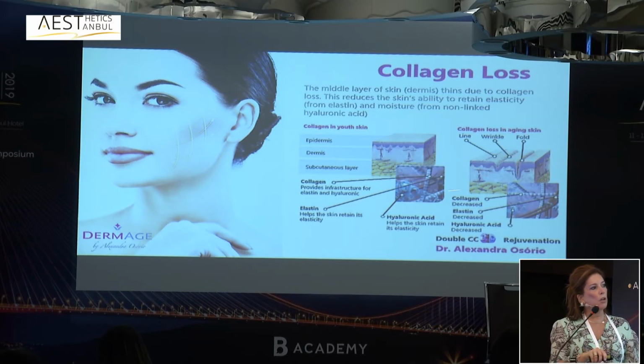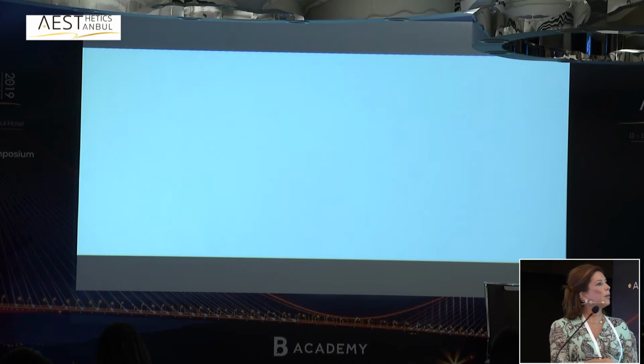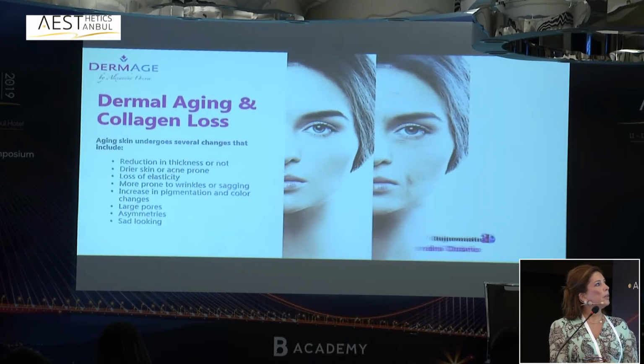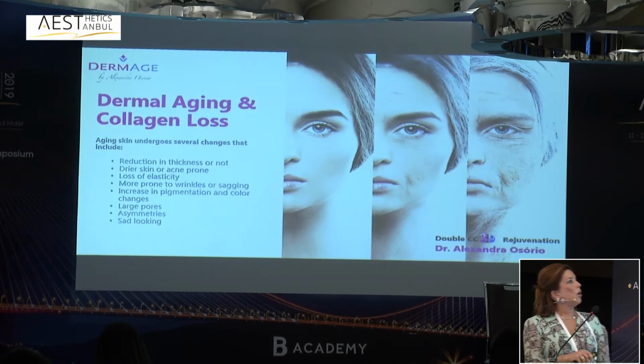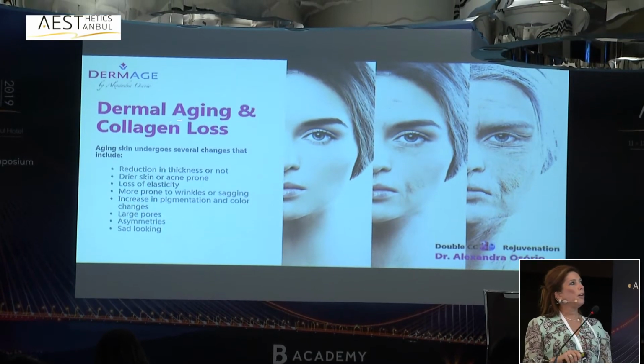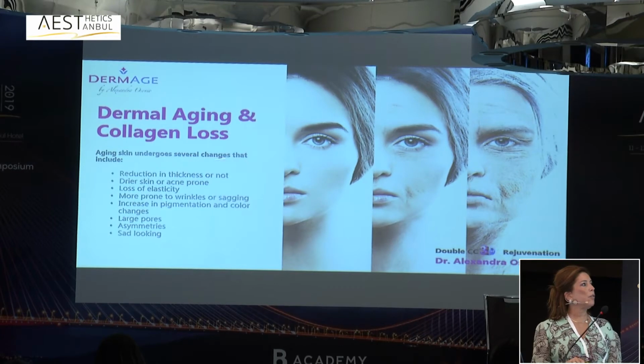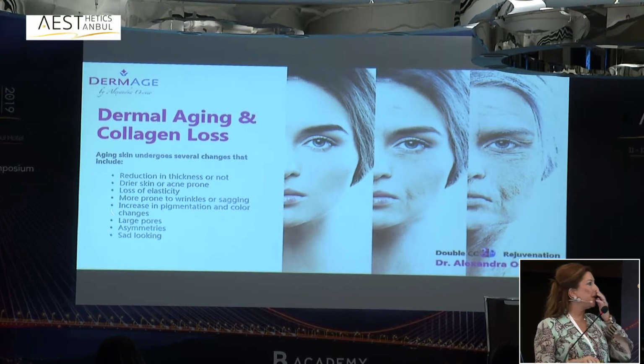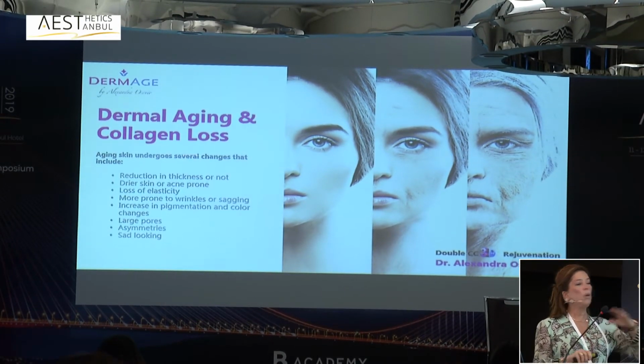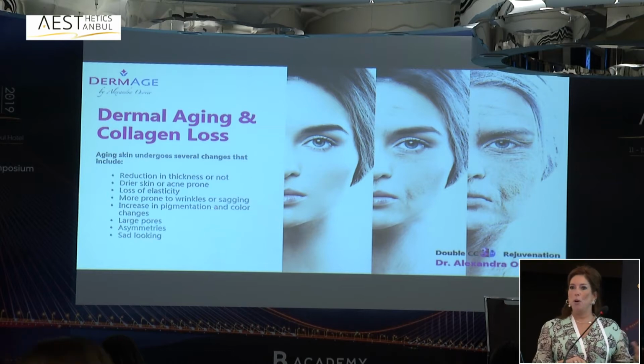So with the decrease of collagen with aging, elastin and HA decrease, we can see the lines, the wrinkles, and the folds on the face. With dermal aging and collagen loss, the aged skin undergoes several changes, and we can see on the face all of them, or 2 of them, or 5 of them.